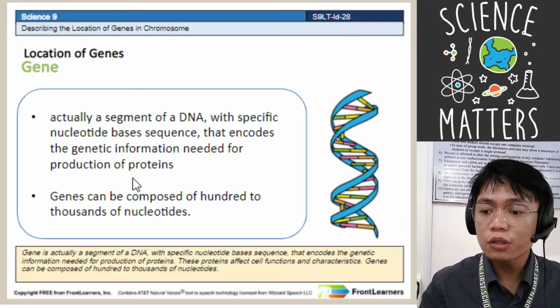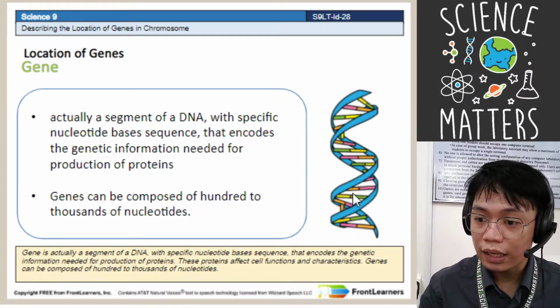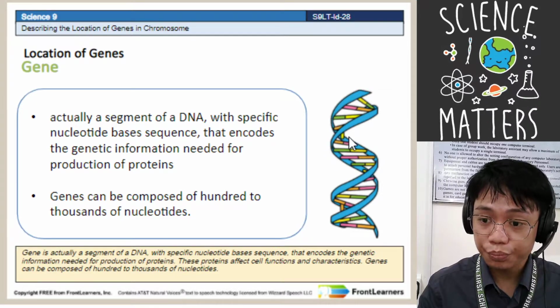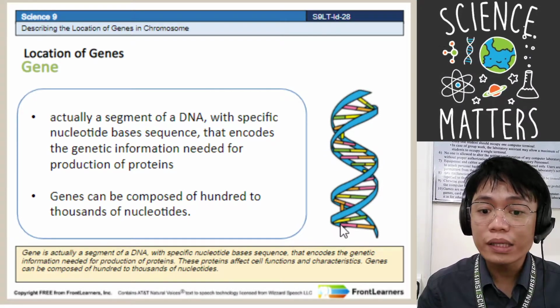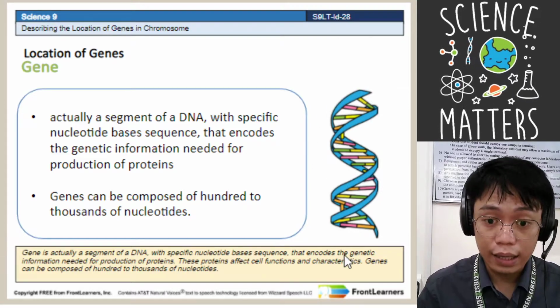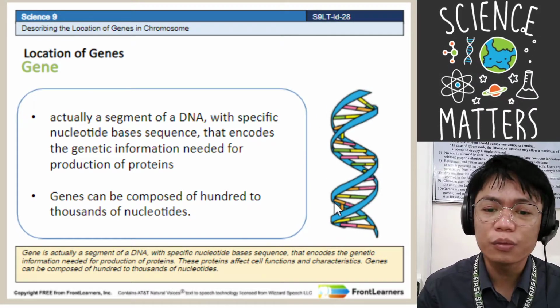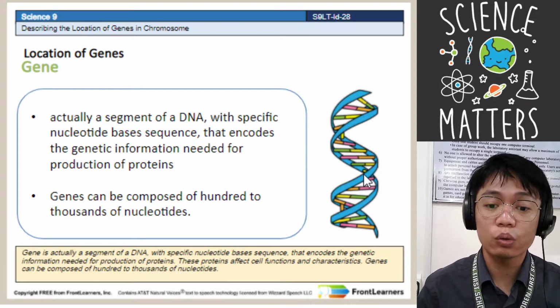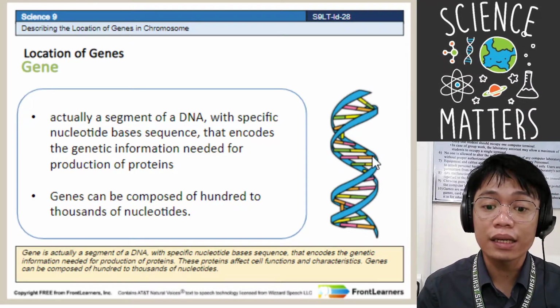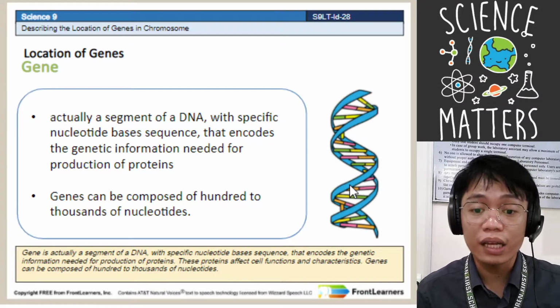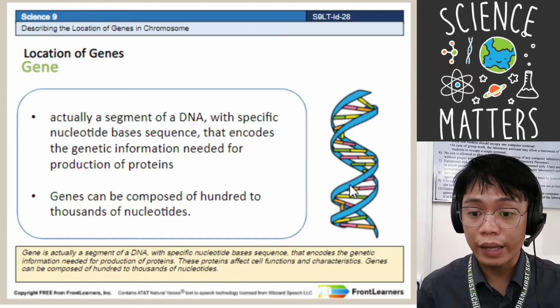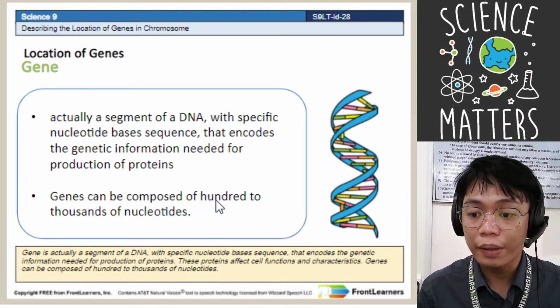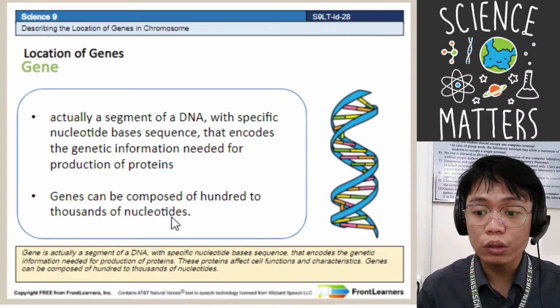So, dun mismo sa strand of DNA natin, may specific sequence doon na nag-e-encode ng ating traits. So, yung iba doon is nagke-create ng proteins, kasi nga ang DNA nagke-create ng proteins na kailangan sa growth and development ng ating katawan. So, genes can be composed of hundreds to thousands of nucleotides.